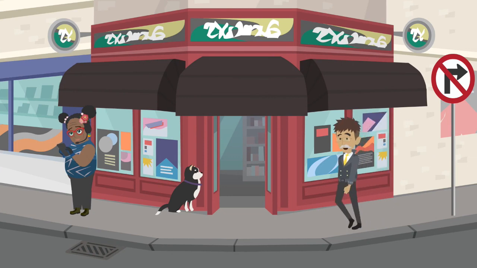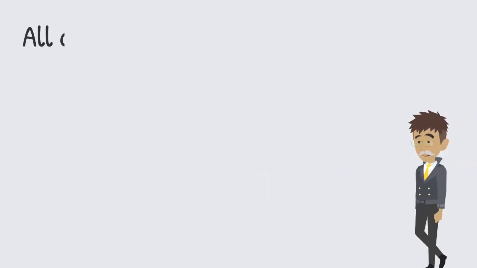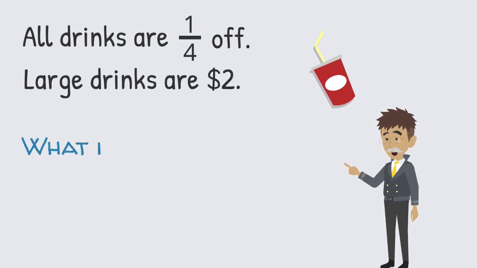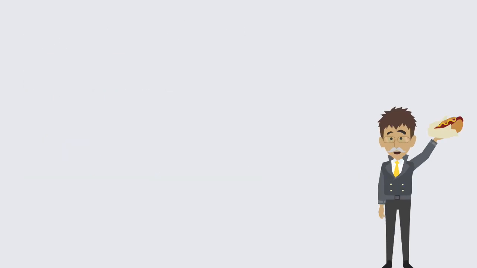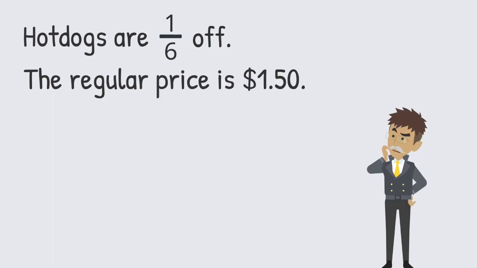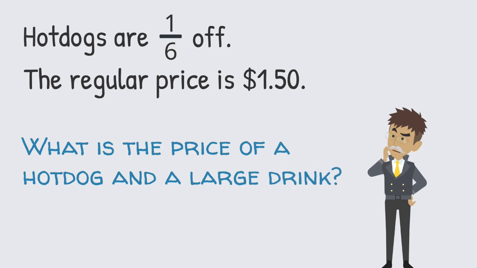After shooting some hoops, I walk down to the corner store. Their drinks are 1/4 off. A large drink is $2. What is the price after the discount? Rick mentions that hot dogs are currently 1/6 off the regular price of $1.50. What is the price of a hot dog and a large drink?